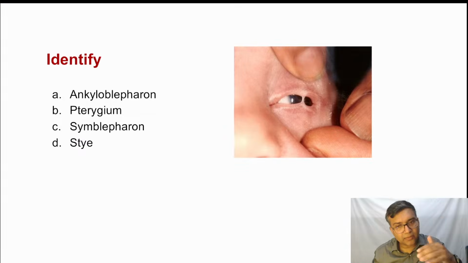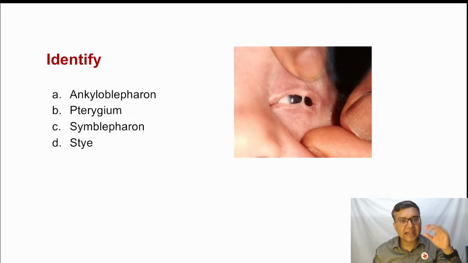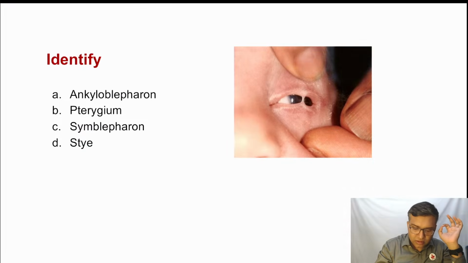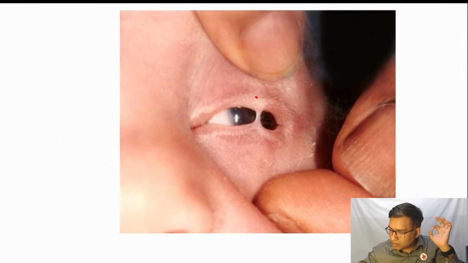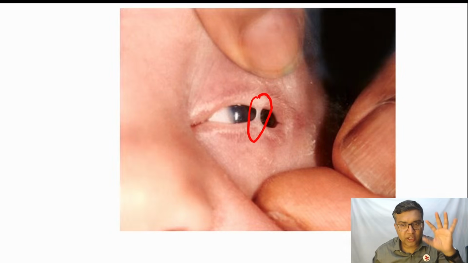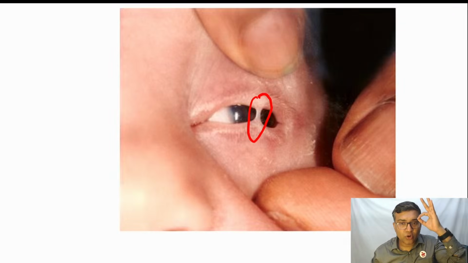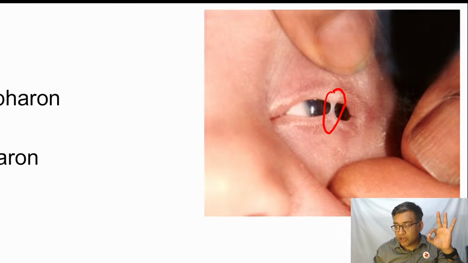Okay, so with this we come to the last question of this session. This was the picture they have given, and in this picture they asked about the diagnosis. Your options are ankyloblepharon, pterygium, symblepharon, and stye. As you can see in this picture, there is an adhesion between the upper and lower lid. Okay, a fibrotic adhesion between the upper and lower lid. So this is basically the ankyloblepharon.